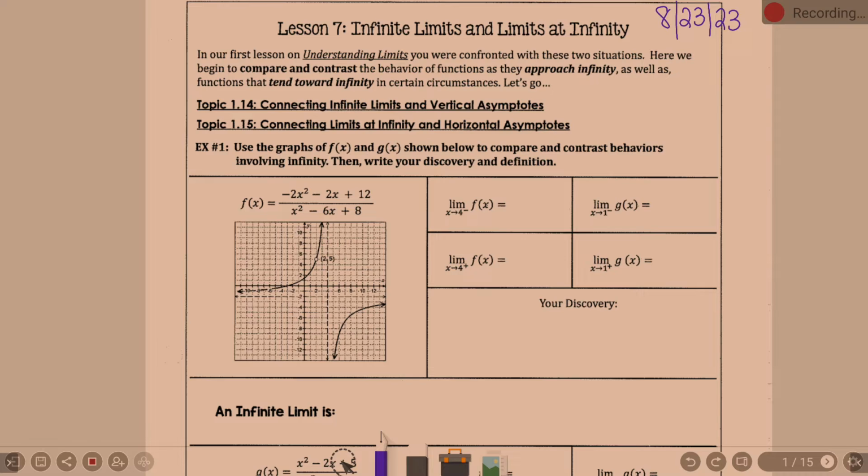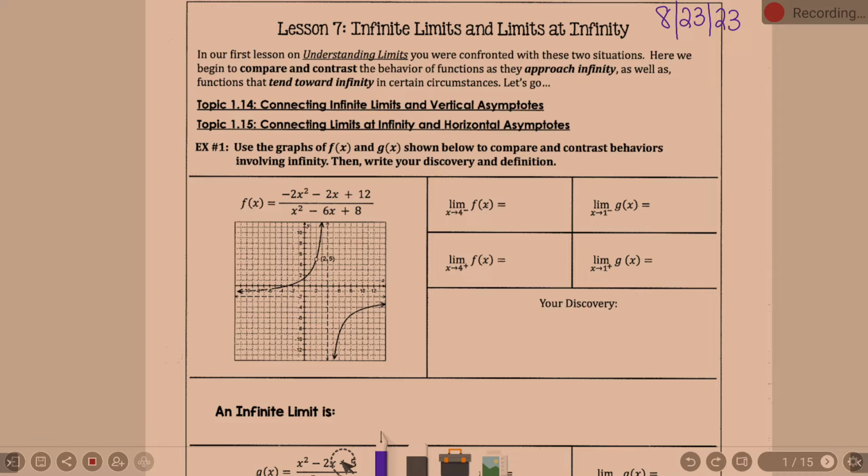So in our first lesson on understanding limits, you were confronted with these two situations: infinite limits and limits at infinity. Here we begin to compare and contrast the behavior of the functions as they approach infinity, as well as functions that tend towards infinity in certain circumstances. So I'm really focusing on the infinities.